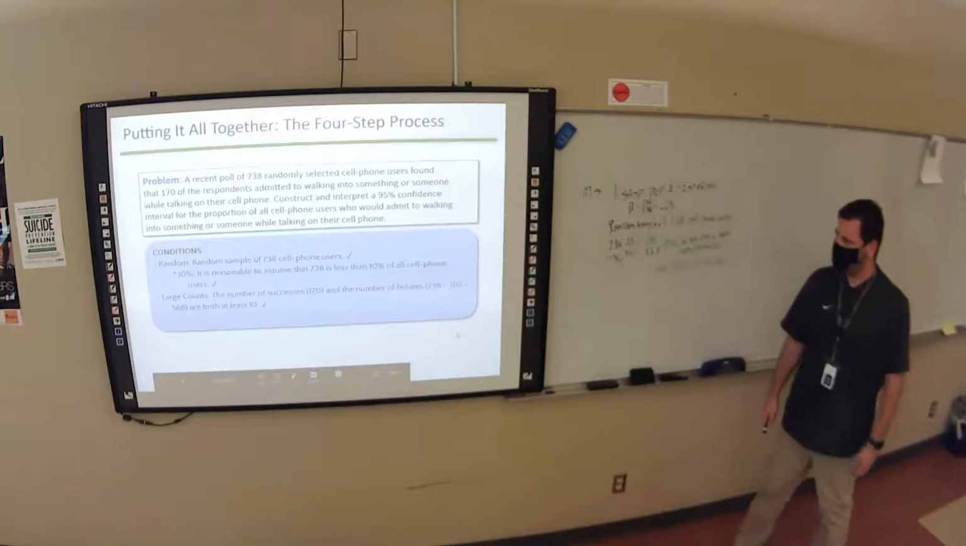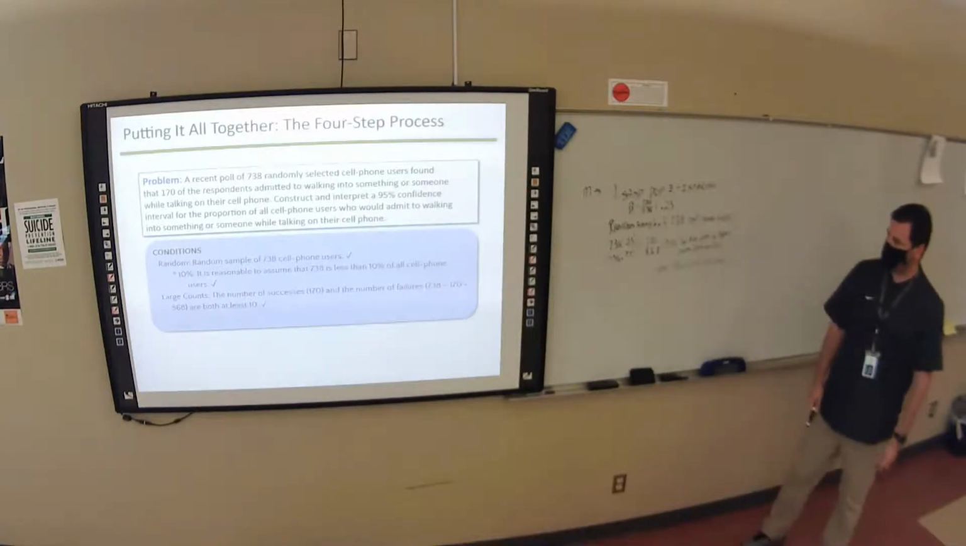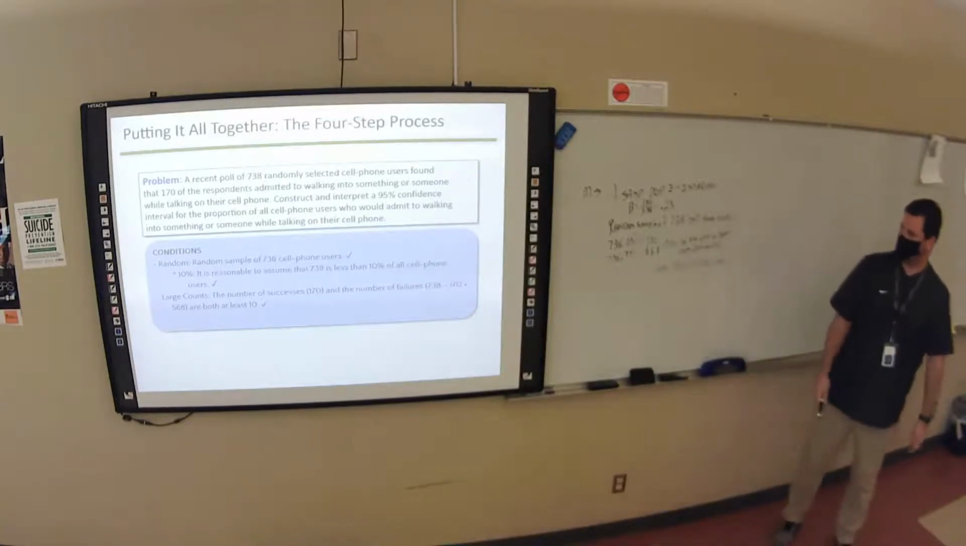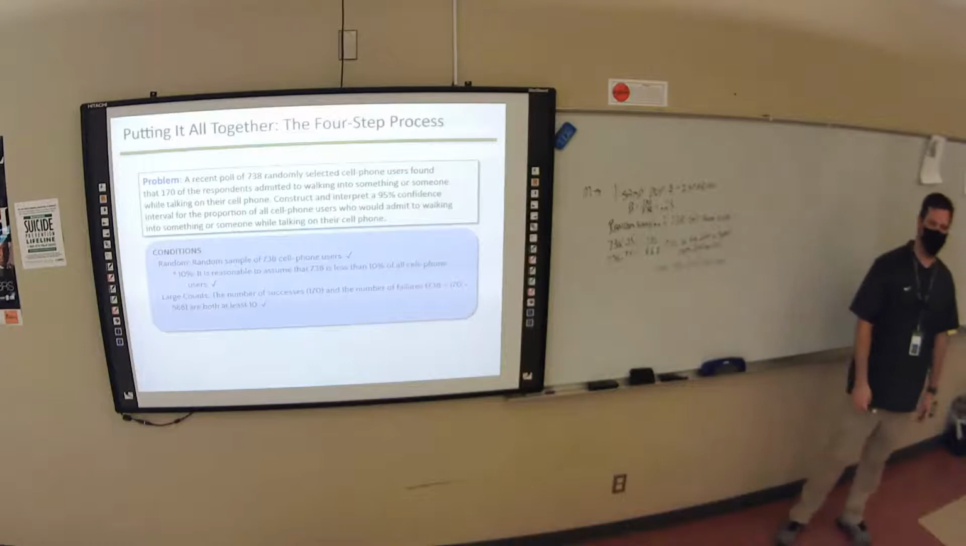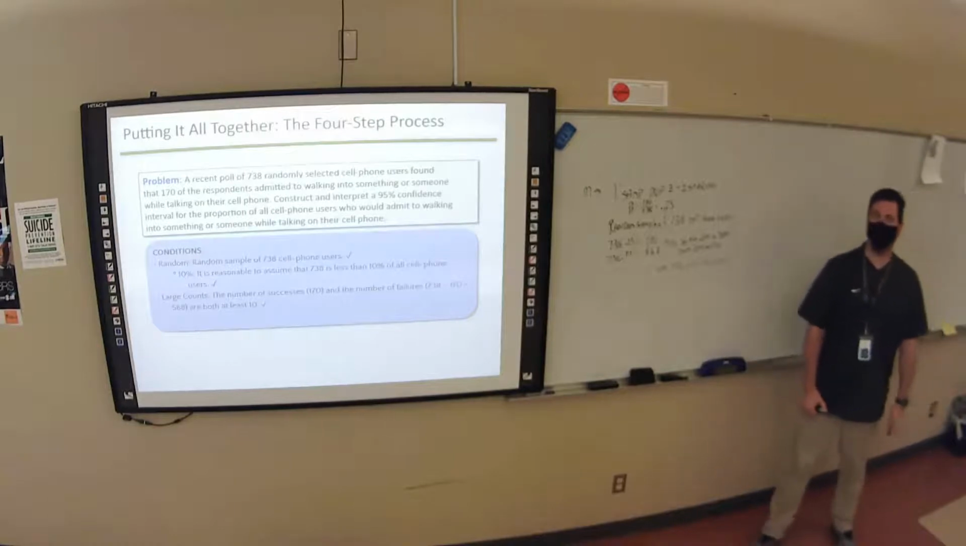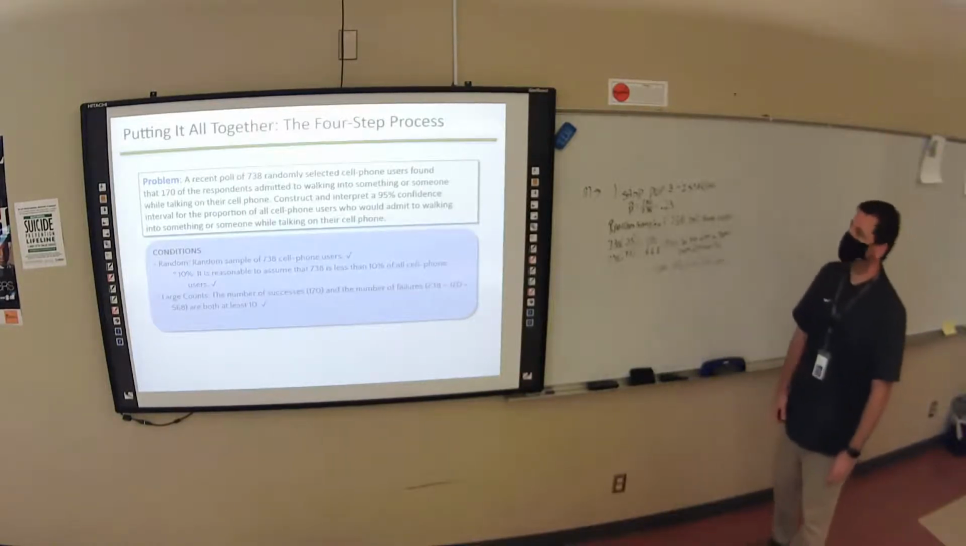Large counts. The number of successes, 170, and the number of failures, 568, are both greater than or equal to 10. It should have said at least, so the distribution is approximately normally distributed. I don't know why they didn't say that. I need to add that. I don't know why I look at the camera. I need to say it to the microphone.